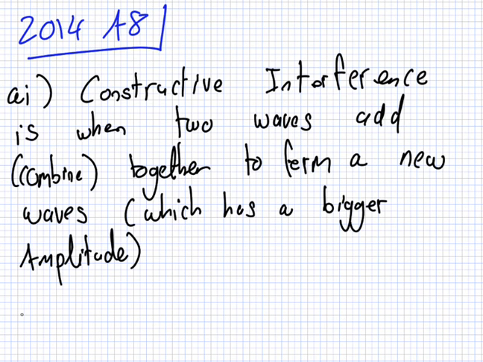And then destructive interference is when the two waves combine together to form a smaller wave. What's that? They could, yeah. Do they combine algebraically? They do combine algebraically.